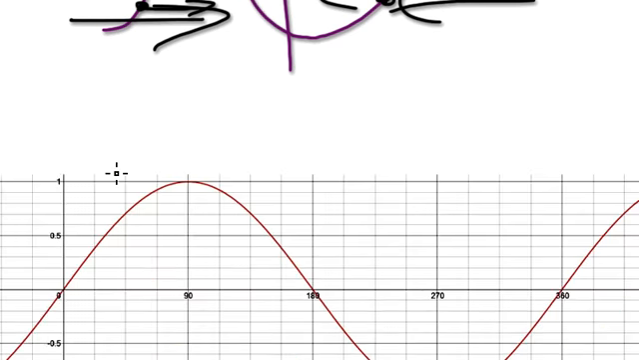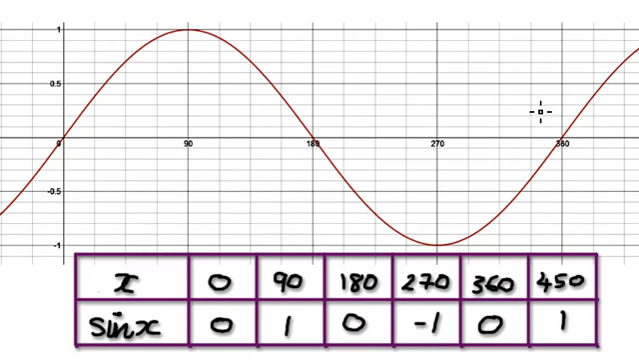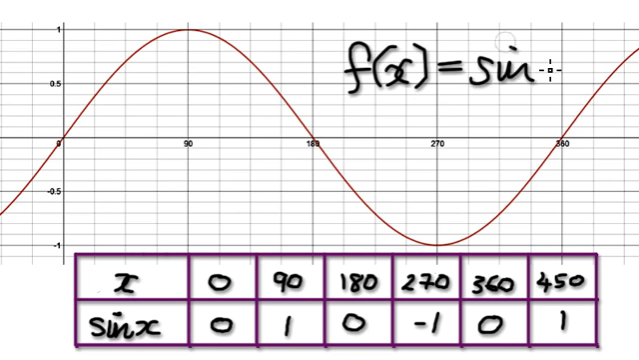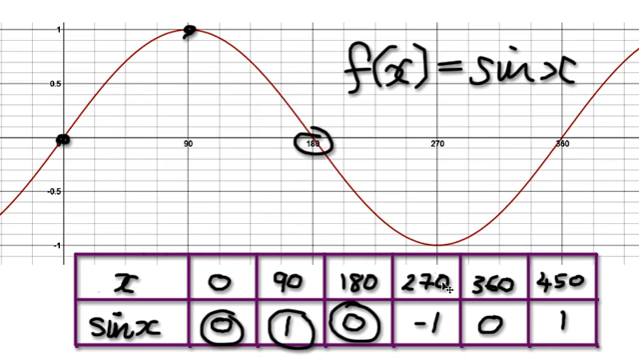Now let's look at what happens when you have sine of 2x. So here, this is our graph of sine of x, so f of x equals sine of x. When x is 0, sine of x is 0. When x is 90, sine of x is 1, and so on. 180 is here, so it's 0 here, and so on.